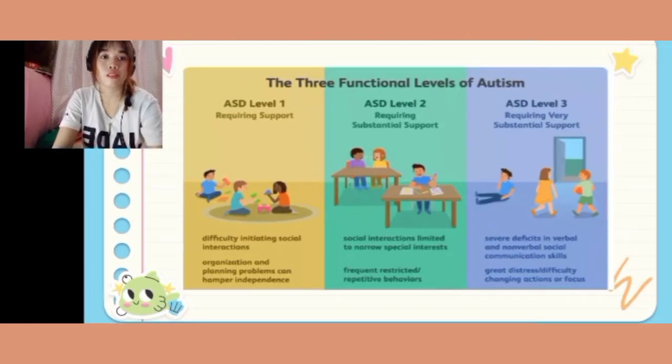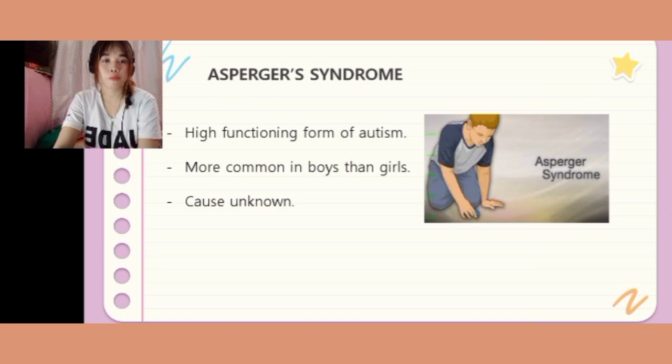And now let's proceed to Asperger's syndrome. So Asperger's syndrome, everyone, is a developmental disorder of young people. Young people with Asperger's syndrome have a difficult time relating to others, and their behavior and thinking patterns can be rigid and repetitive. This kind of syndrome is more common in boys than girls.